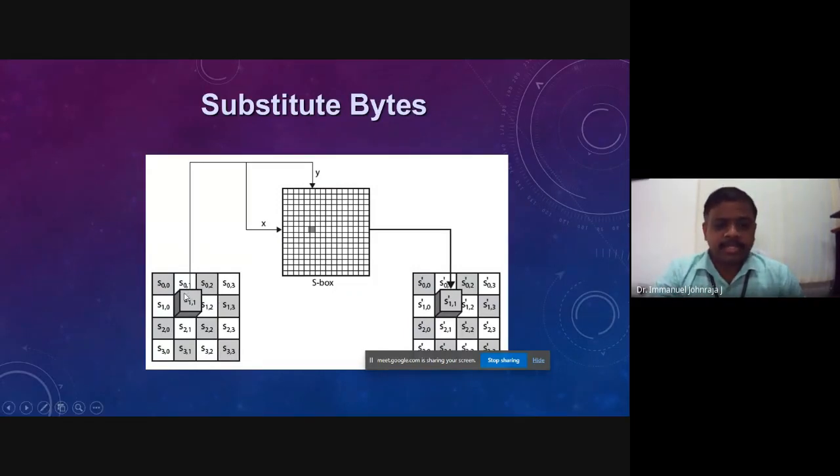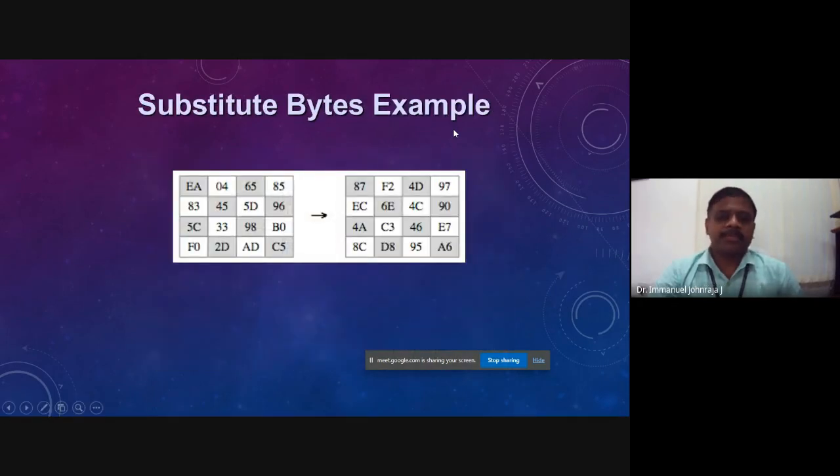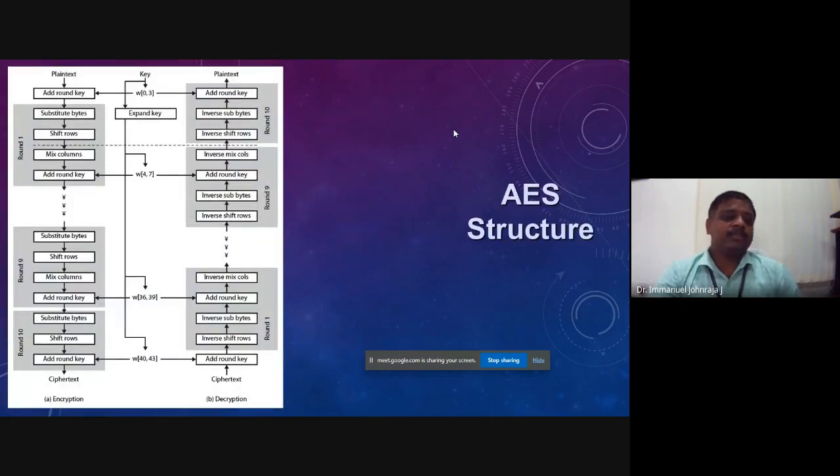For instance, this is your state. Take a particular byte of some value. It has 8 bits. The left 4 bits are used to identify the row, and the other 4 bits are used to identify the column. Whatever value comes here will be taken, and that will replace S11. So you will get a new value for S11. Very simple substitute byte, no contraction. So the substitute byte example is given. I have explained it to you, very simple. Now let's get into the next one.